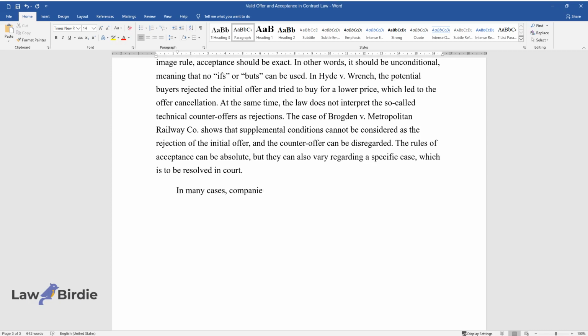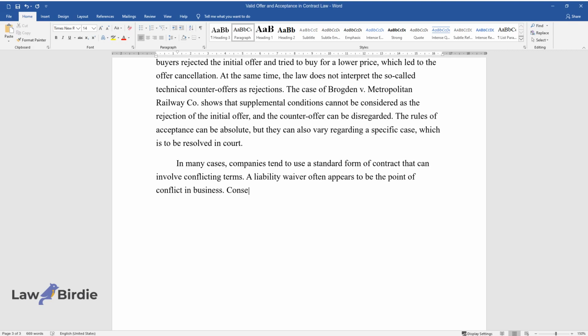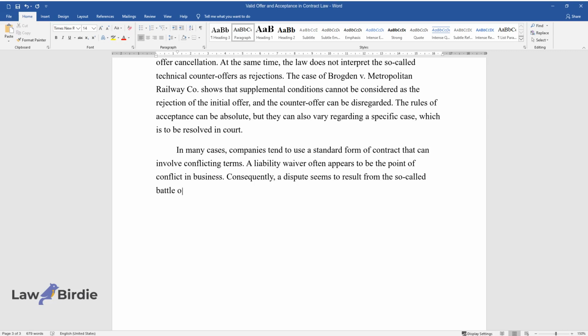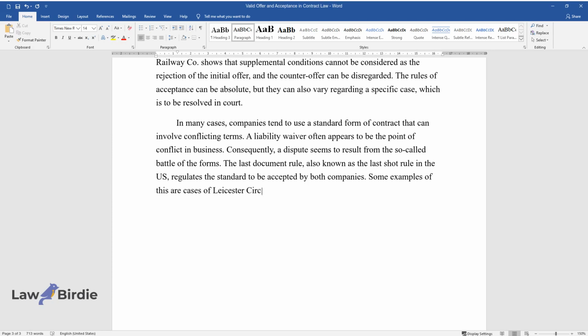In many cases, companies tend to use a standard form of contract that can involve conflicting terms. A liability waiver often appears to be the point of conflict in business. Consequently, a dispute seems to result from the so-called battle of the forms. The last document rule, also known as the last shot rule in the U.S., regulates the standard to be accepted by both companies. Some examples of this are cases of Leicester Circuits Ltd v.